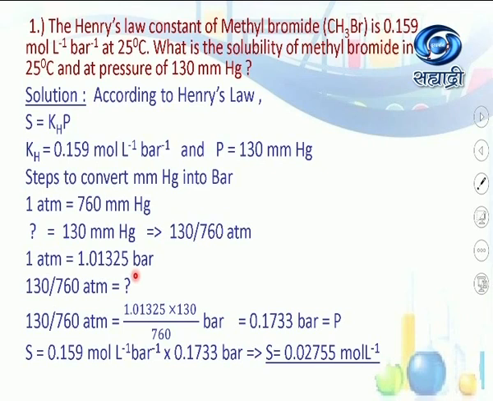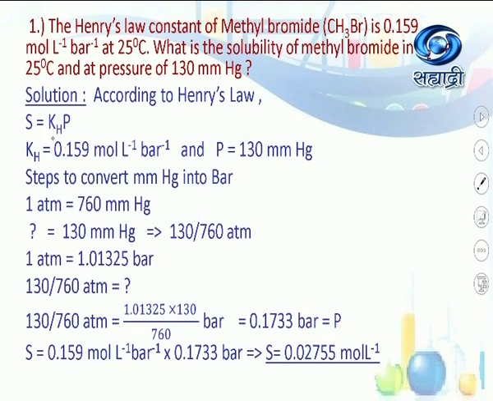Again cross multiplication. So it is equal to 1.01325 into 130 divided by 760. So this is the pressure in bar. And if we calculate this, we get the answer 0.1733 bar. So this is the pressure in bar. This is the KH. So we now know KH and we know pressure.